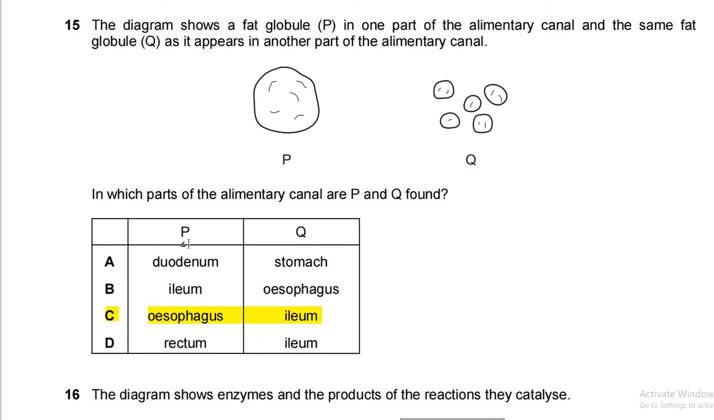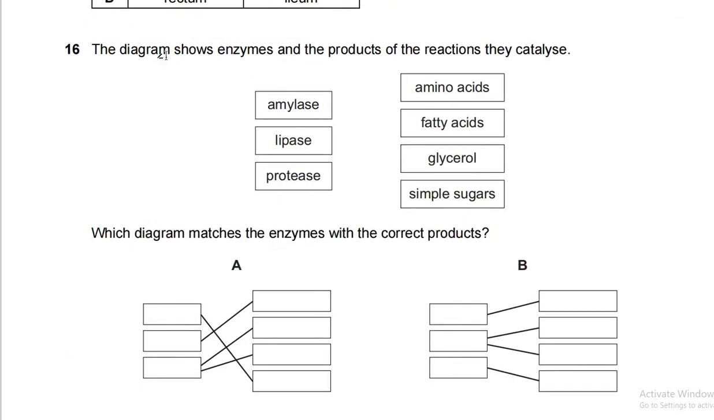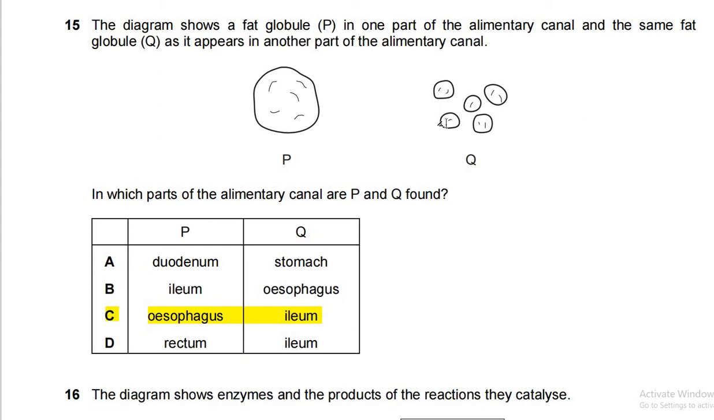You have gotta look at the options over here, then you can correlate whether this piece is in the mouth, the esophagus, the stomach, or whatsoever. And then accordingly you can find out which place these bits of the food will be.